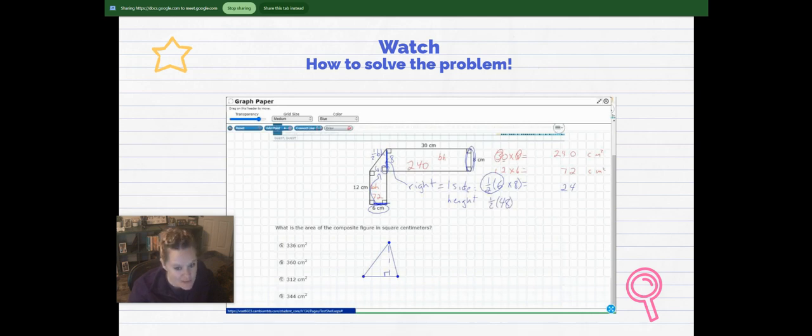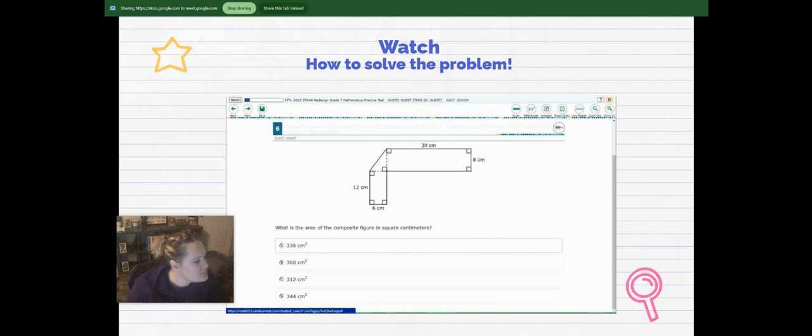You can even do half times 8 gets you 4. 4 times 6 is 24. Many different ways to do that. They all end up with 24. So the total is 336 square centimeters. The answer is A.